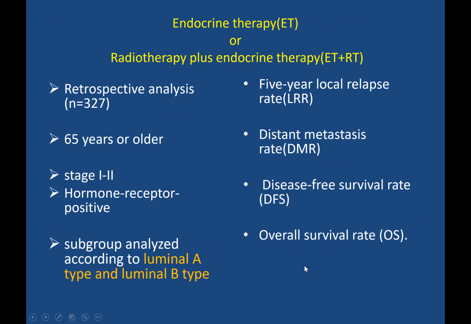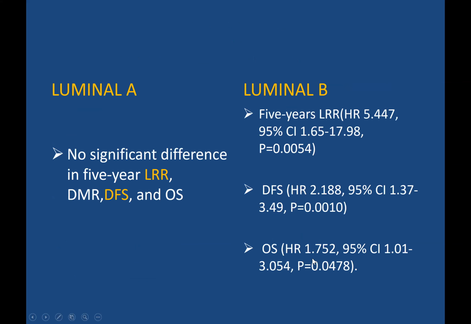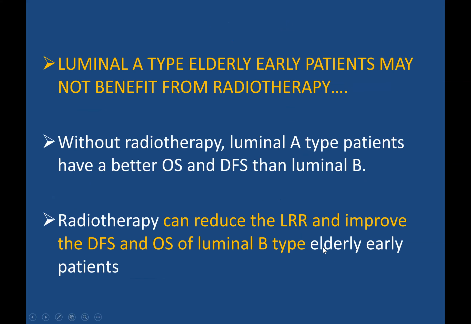This is a retrospective analysis of 327 patients, which clearly looked into the difference between the luminal A versus luminal B subtype of patients who have received radiation, and there is clearly no significant difference in 5-year locoregional relapse or distant metastatic relapse or disease-free survival and overall survival for a patient with luminal A. But there was a benefit with the addition of radiation in luminal B subtype of disease. So ultimately, there is an evolving concept which has to be tested in a prospective way.